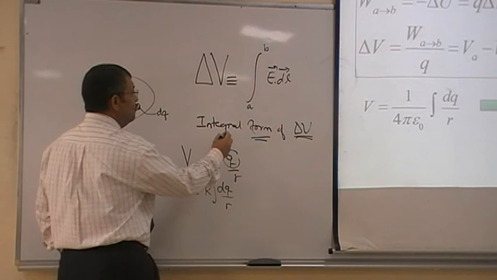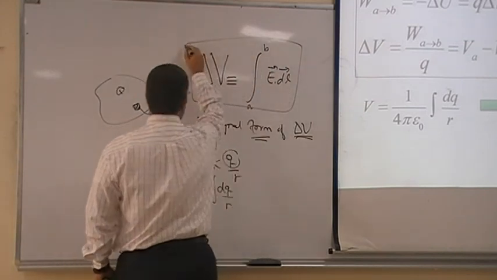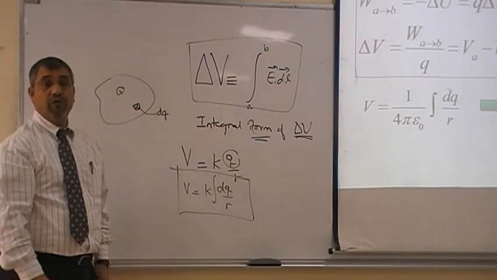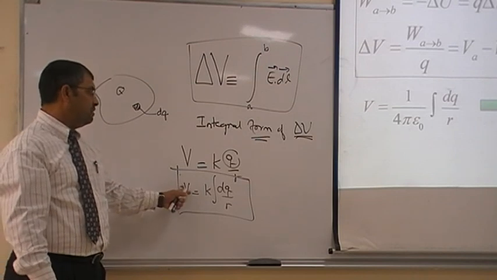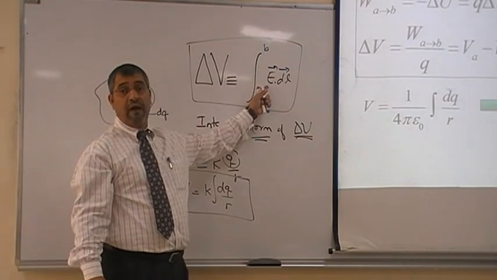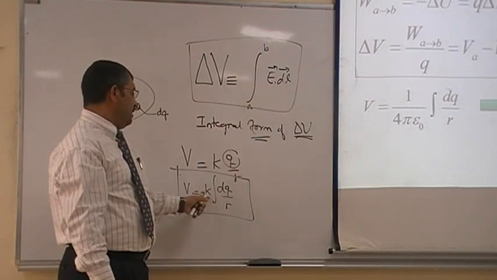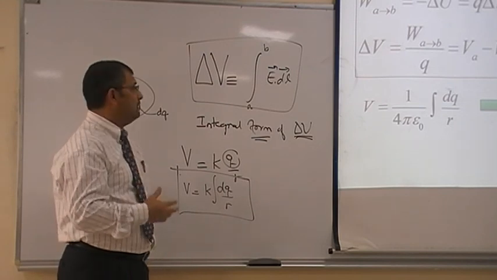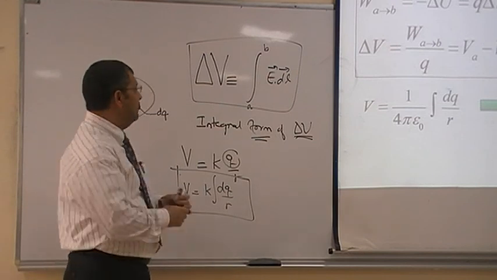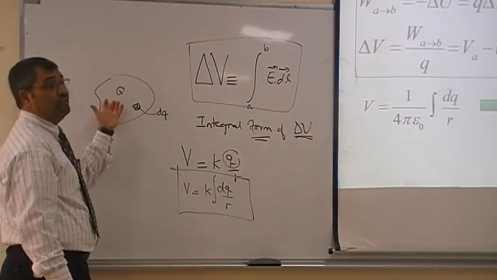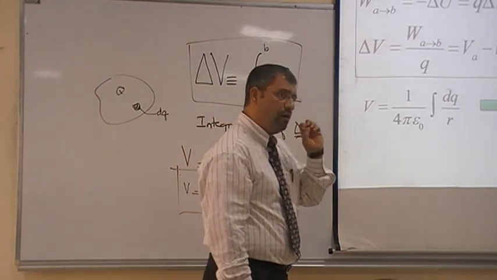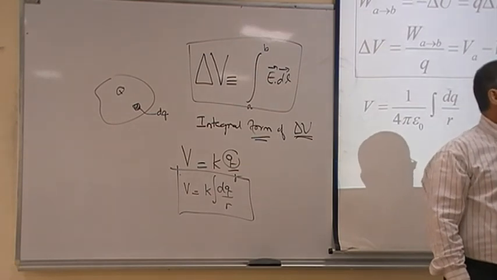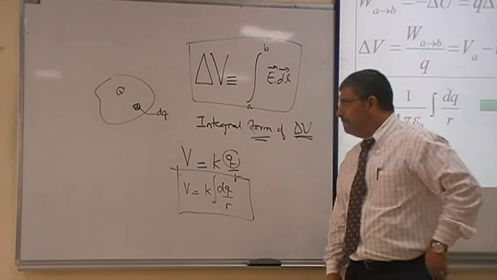So these two formulas are both the integral form of delta V, or the potential difference. If I want to calculate the potential difference, I can find it using the electric field, or if I know the charge distribution of q. And this is what we'll do next time: look at the calculation of the potential due to a continuous charge distribution that has either a uniform volume charge density, a uniform surface charge density, or a uniform linear charge density. So I'll come back to that.